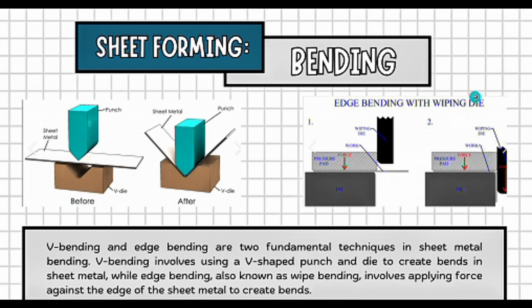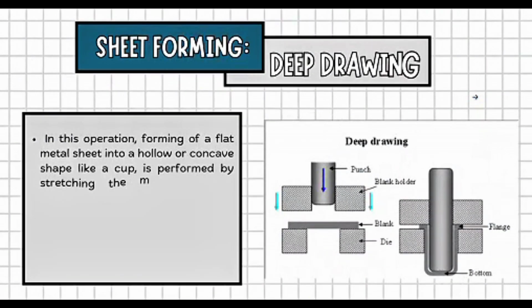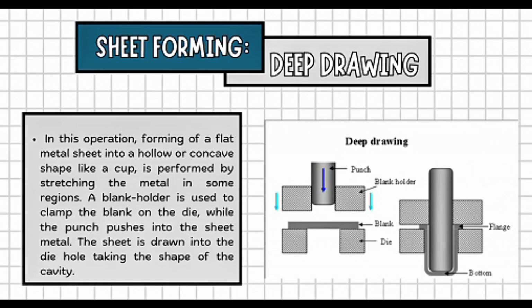Next is the deep drawing. So this operation is used to make cup shape, box shape, or other complex curved and concave parts. So it is performed by placing a piece of sheet metal over a die cavity and then pushing the metal into the opening with the punch.